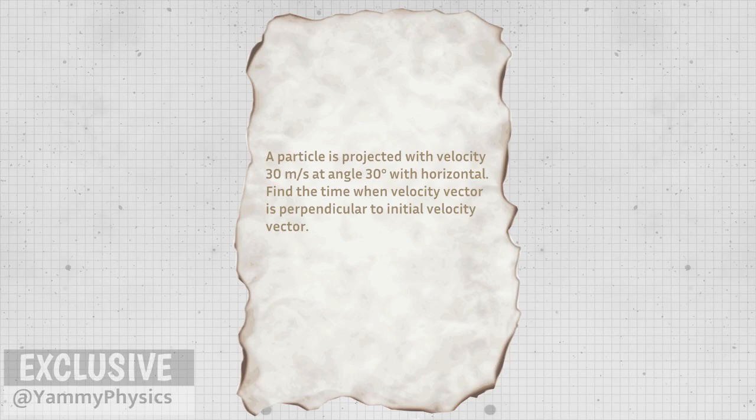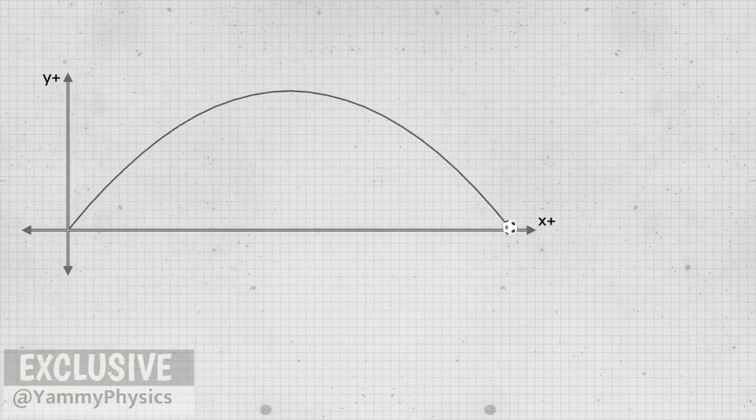By the way, in front of your screen is a pretty interesting problem. A particle is launched with an initial velocity of 30 meters per second at an angle of 30 degrees to the horizontal. Well, we are asked to estimate the time when the particle's velocity is perpendicular to its original velocity. Let's analyze this case.